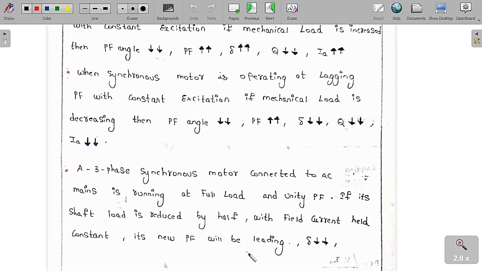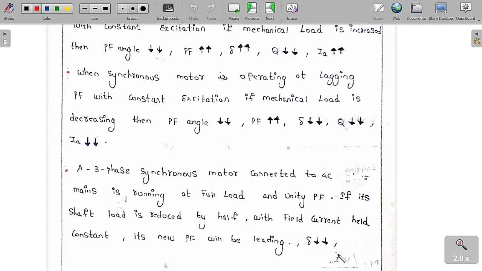In this question they are saying that the field excitation is constant, but initially it is operating at unity power factor. If the load is suddenly decreased, we have to go in the reverse process, which means it goes into the leading power factor, and the power factor angle increases. Therefore the power factor will decrease. So its new power factor will be leading and delta will decrease, because the phase angle between them is going to decrease.